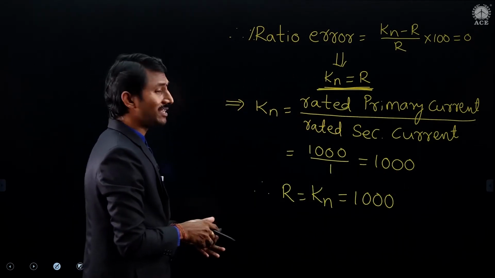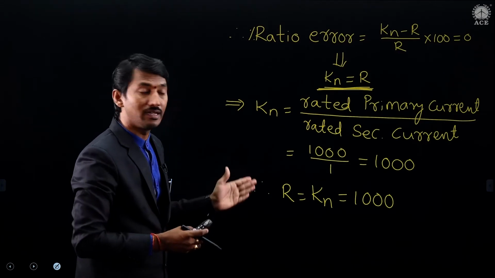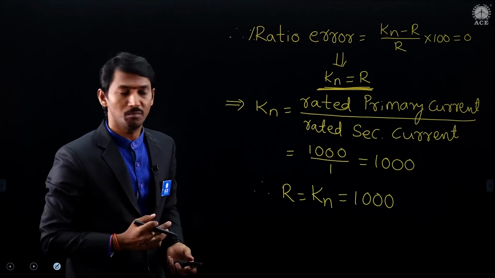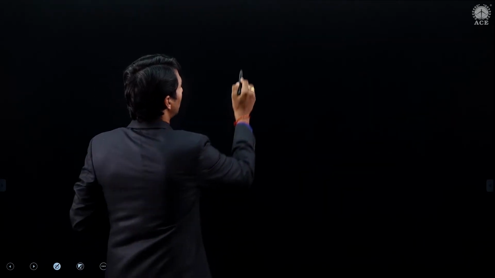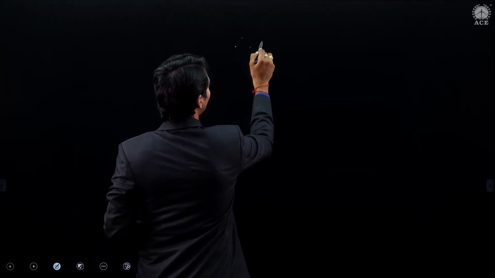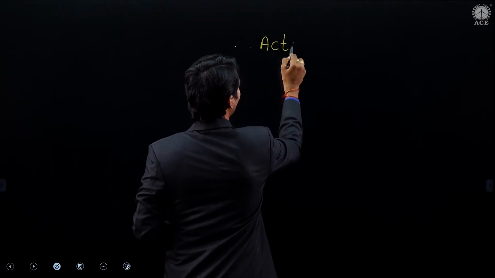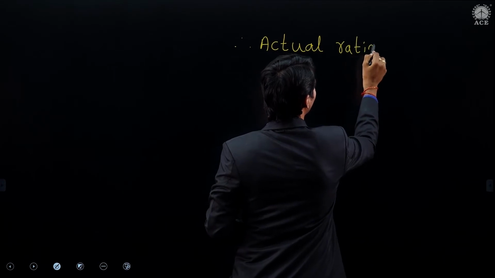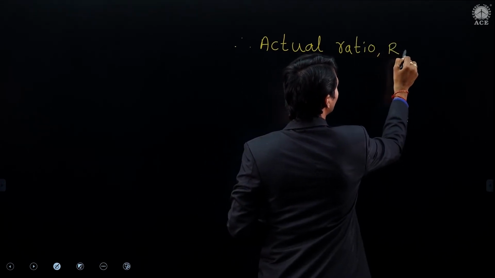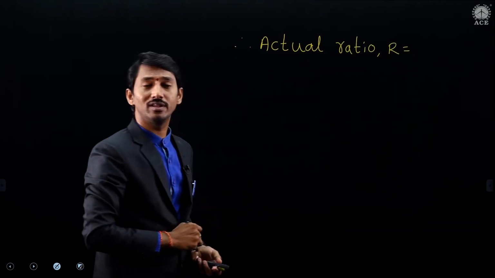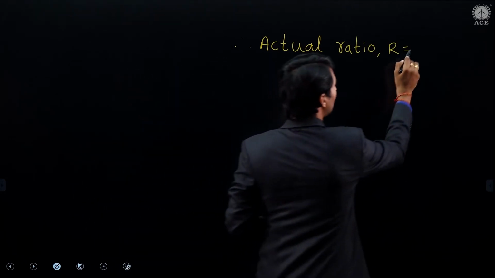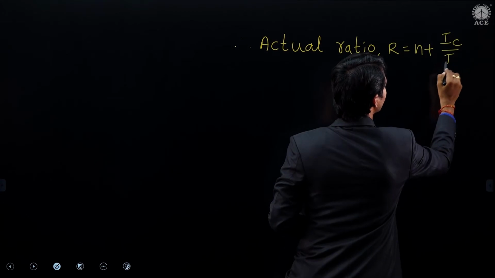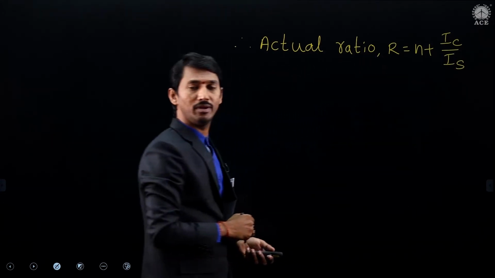What is he asking? He is asking us to find out the IC value. So what is the procedure? Here, the actual ratio R. What is the actual ratio R formula? Be clear: N plus IC by IS.